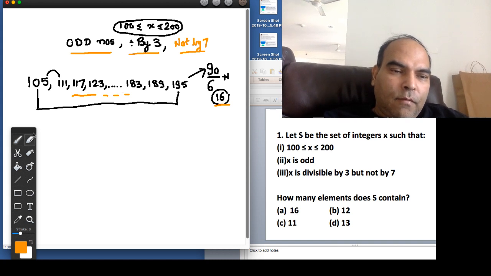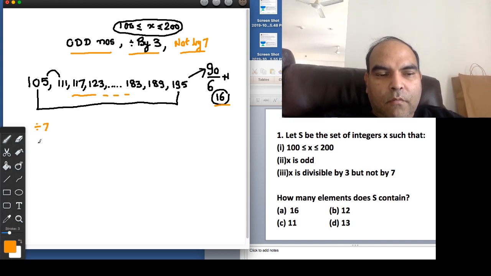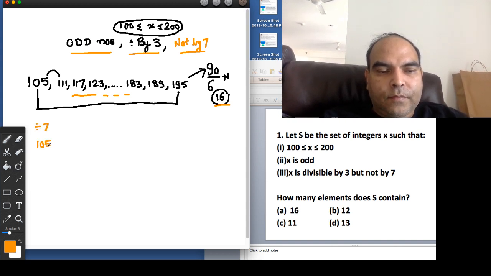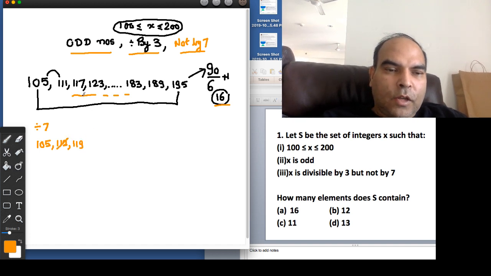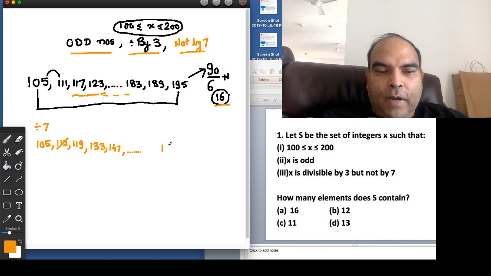So you should be able to see 105. Now the series of numbers divisible by 7 would be 105, 112, 119, but we can ignore the even numbers because they are no longer there in that list. So that series is 105, 119, 133, 147, up to 161, 175 and 189.